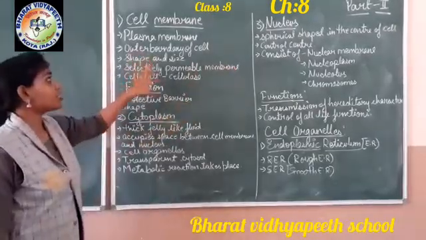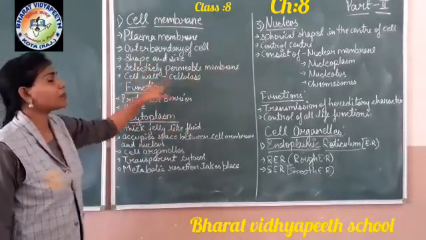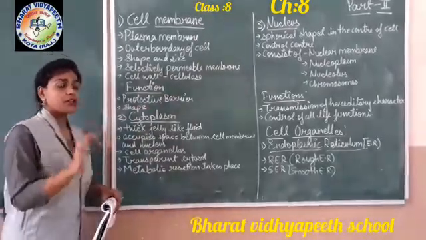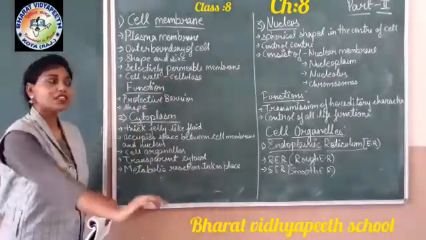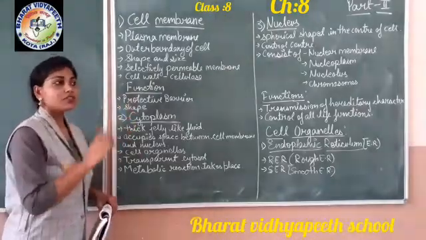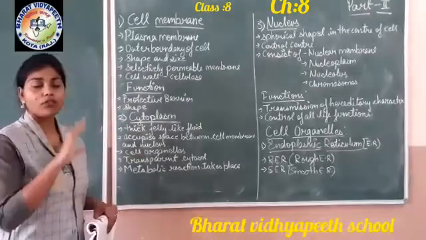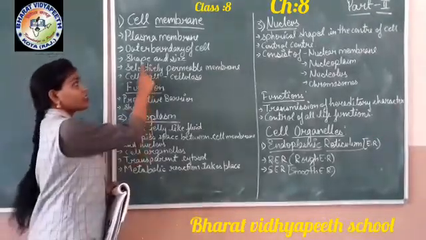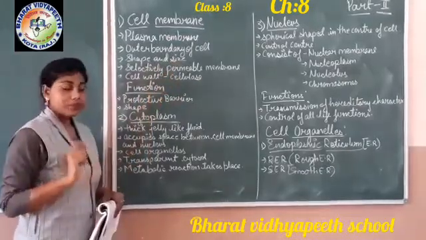What does this cell membrane do? This cell membrane provides shape and size to the cell. A regular shape or size is decided by the cell membrane. This tells us which type of cell it is and what the shape of the cell is. This provides the shape and the size to the cell.